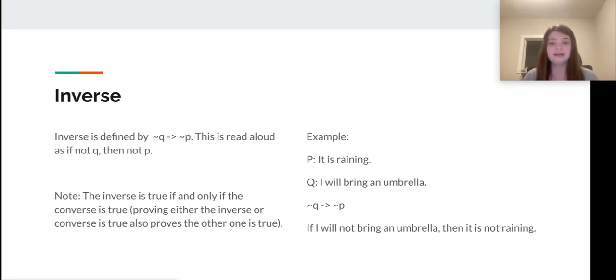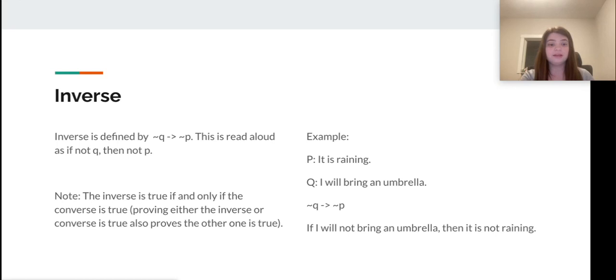Let's say P is it is raining, then Q would be I will bring an umbrella, right? So again, let's review what not P and not Q are. Not P would be it is not raining. Not Q would be I will not bring an umbrella. And for the inverse statement, we're going to find not Q implies not P, or if not Q, then not P. So if not Q would be if I will not bring an umbrella, then not P, then it is not raining. And that's likely true, right? If I don't bring an umbrella, then maybe it's because it wasn't raining that day, perhaps was the case.